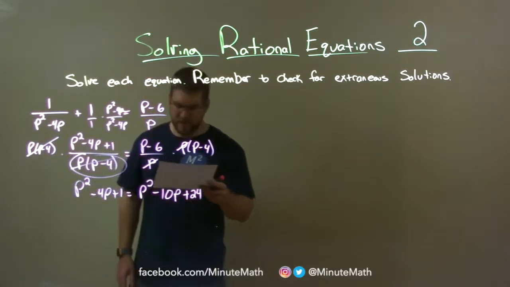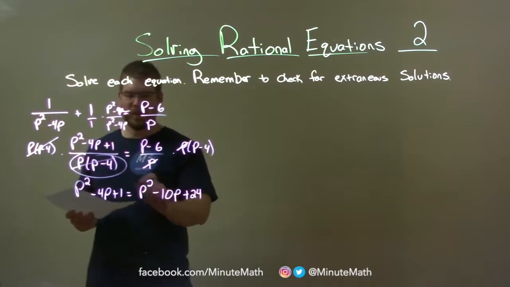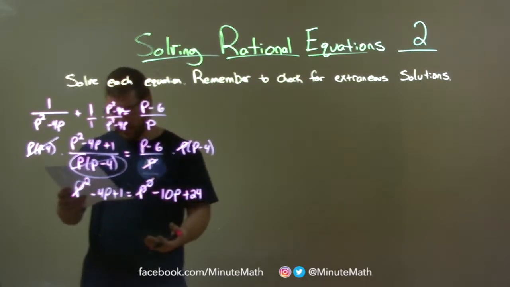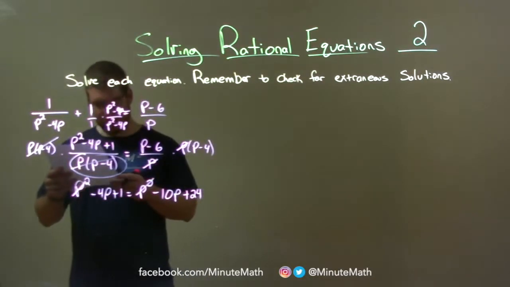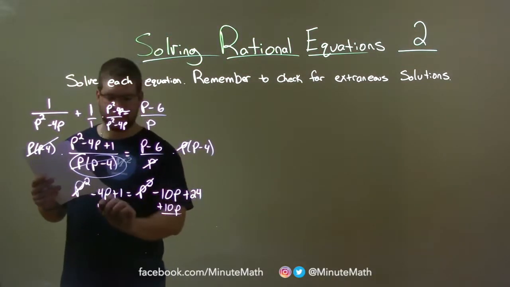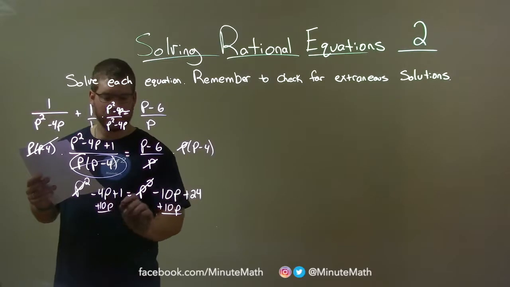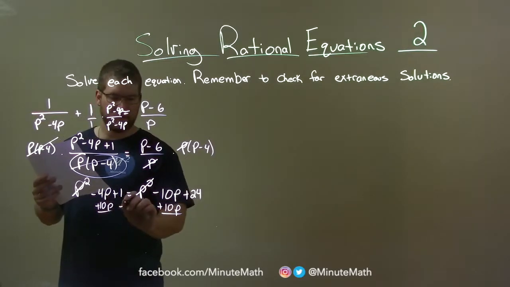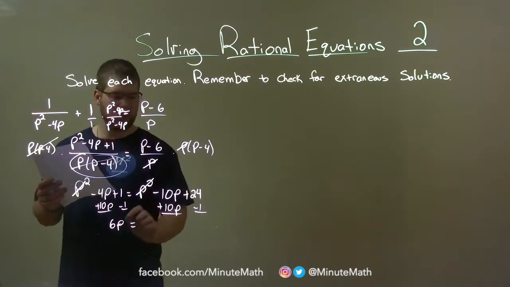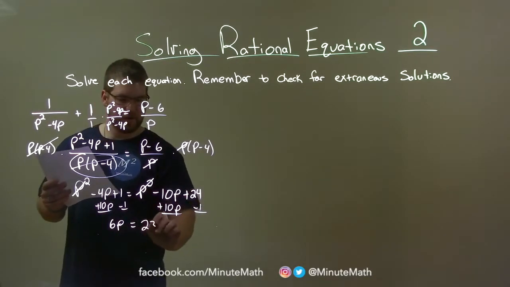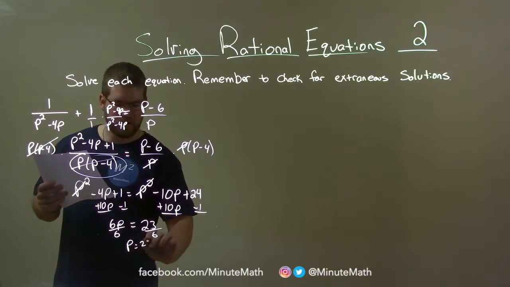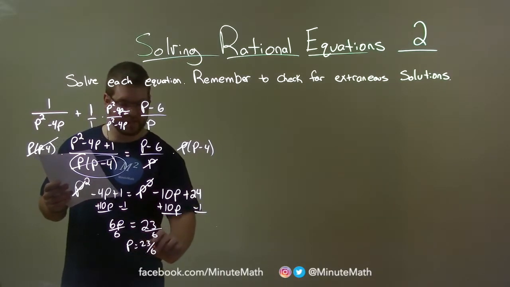Okay. So now, well, we have p squared on both sides. They end up canceling. Okay. Let's bring our 10p to the left here. That's what I did first. Yeah. Add 10p to both sides. And I'm actually going to bring my 1 over to the right. Minus 1, minus 1. We now have a positive 6p equals 23. Divide both sides by 6. And p equals 23 over 6.